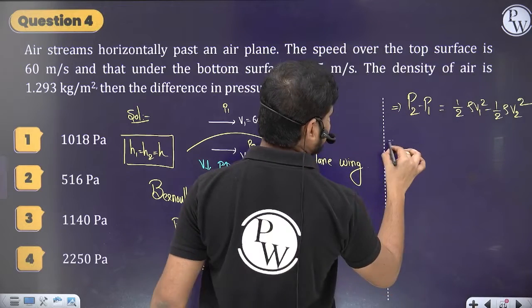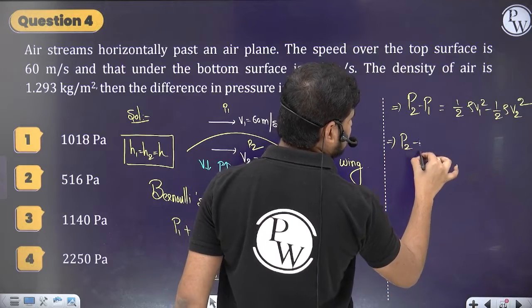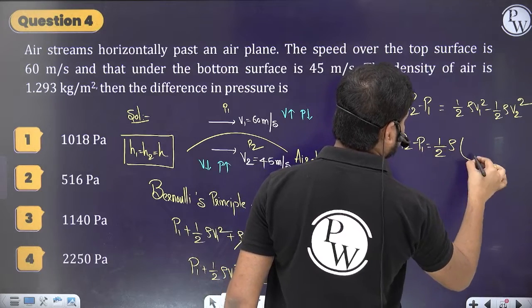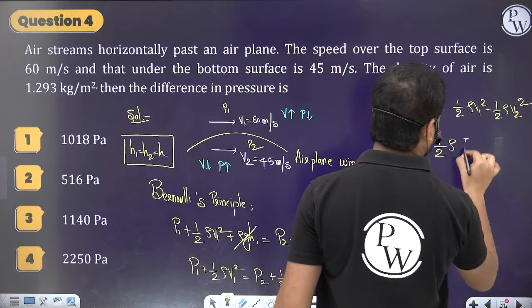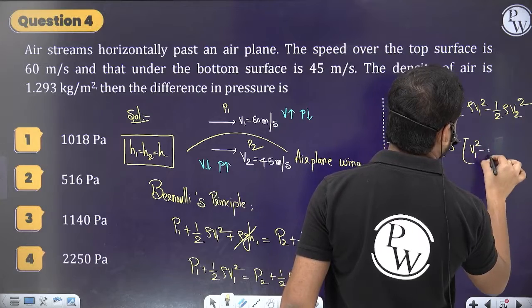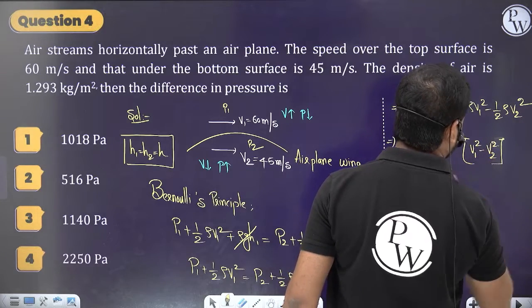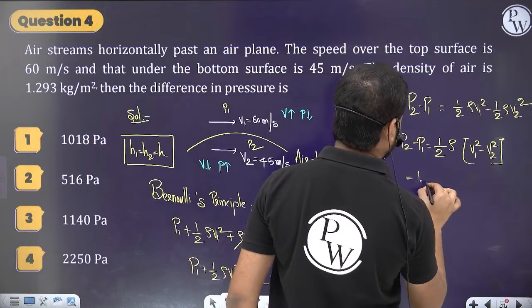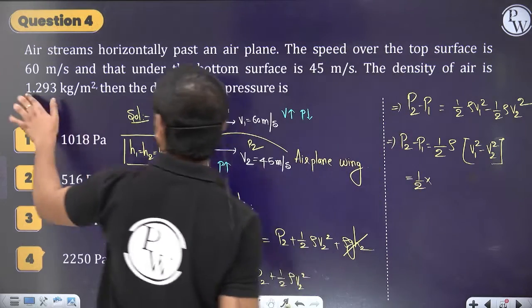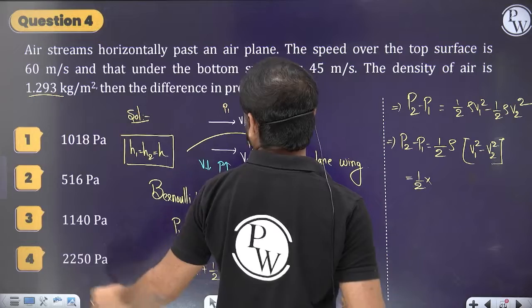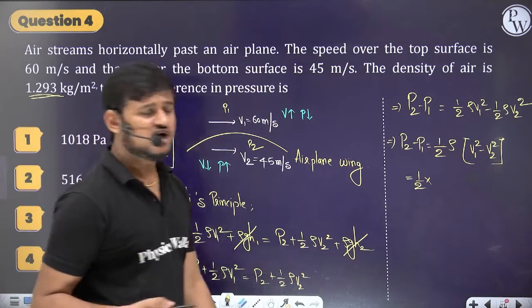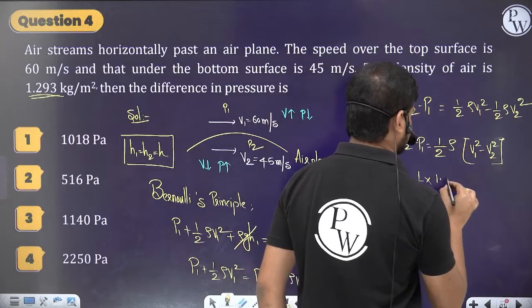We need the pressure difference only, right? So P2 minus P1 is equal to half rho, taken out, times V1 square minus V2 square. Then what is rho? Density is given in the question in kg per meter cube. For the air it's given as 1.293, so I'll consider it approximately 1.3.